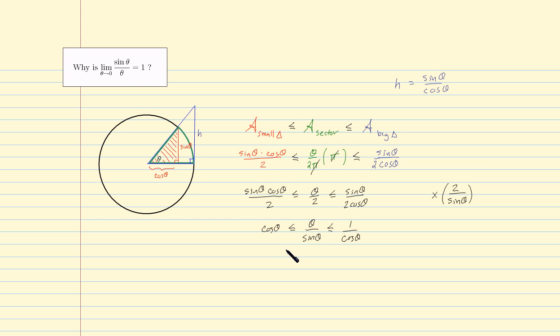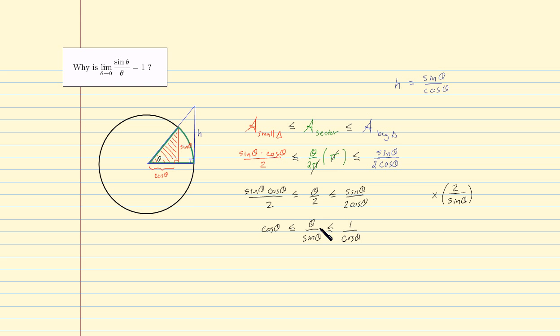Okay, so now is when things get interesting. Notice this theta over sine of theta looks very much the same as this. It's just upside down. Okay, and that was by design. That was one of the reasons I multiplied by this 2 over sine of theta, not just to get rid of these 2's, but to actually manufacture an expression that looked very, very similar to this. In fact, it's just the reciprocal.